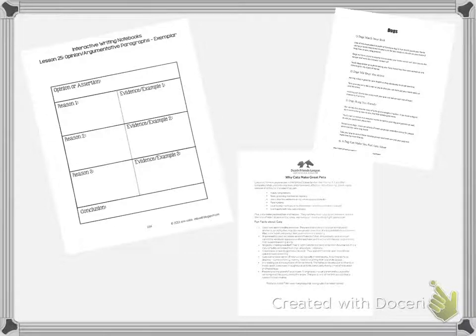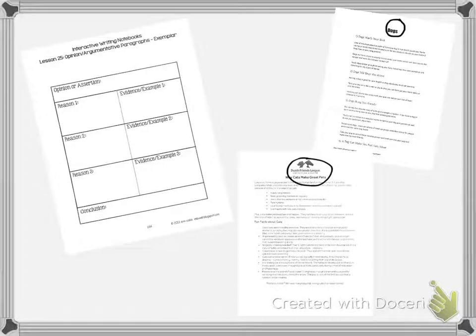You will find in your packet these materials that you will need to write a strong, persuasive paragraph. You will find two articles. One article is about dogs. It's right here. Here's the one about dogs. And you will find another article about cats. It says why cats make great pets. You will find both of those in your packet and in Google Classroom.